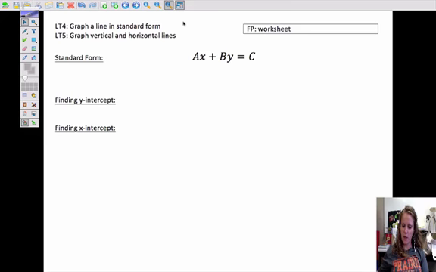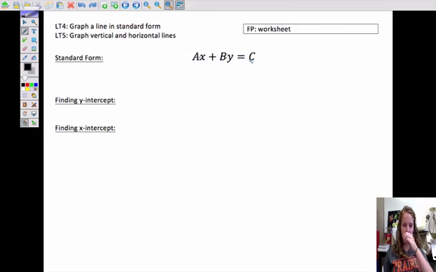So let's start by talking about what standard form is. Standard form is always in the form A times X plus B times Y equals C, where A and B are two coefficients, because they're multiplied by a variable, and then C is a constant. In standard form, you might have a subtraction sign between the two coefficients and variables. You might have a negative AX. These coefficients can be negative or positive.